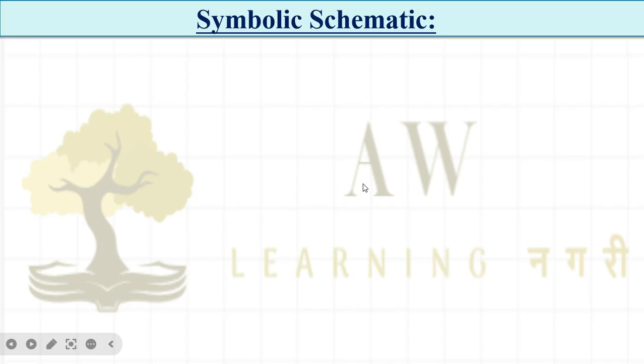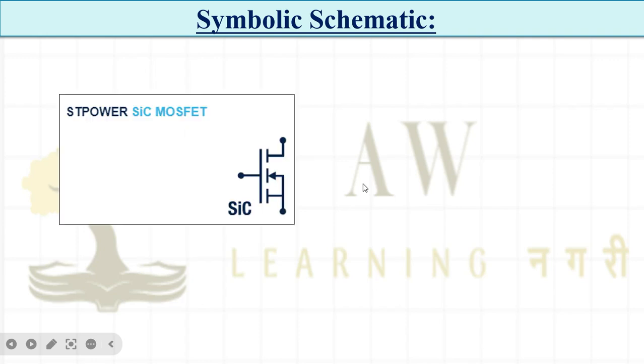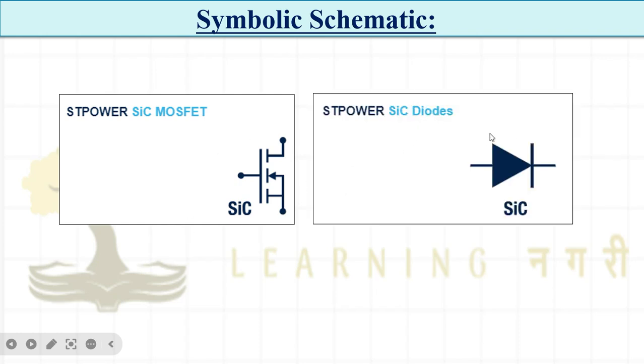Now you have the question that, okay, we have seen the structure of silicon carbide, but how can we represent it? The representation is very simple. Generally, whatever the symbolic representations for our basic devices are, we will use the same kind of symbols for silicon carbide. We just mention that it is a silicon carbide device, and the terminals are the same. I have told you that we can make a diode, an IGBT, anything, right? So this is the ST power silicon carbide MOSFET. Again, ST power silicon carbide diode. So schematically the symbol is the same. There is not much difference, right?